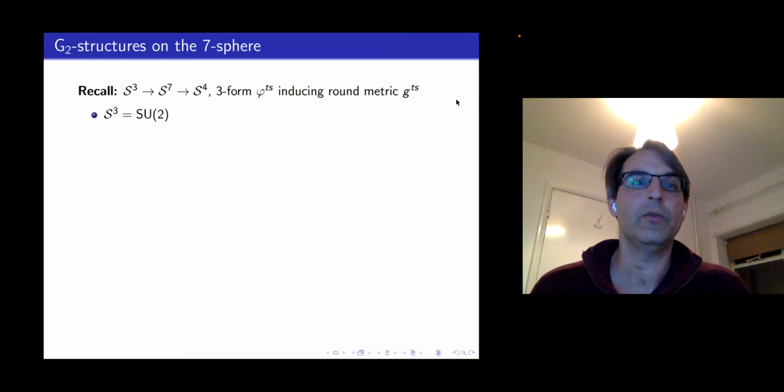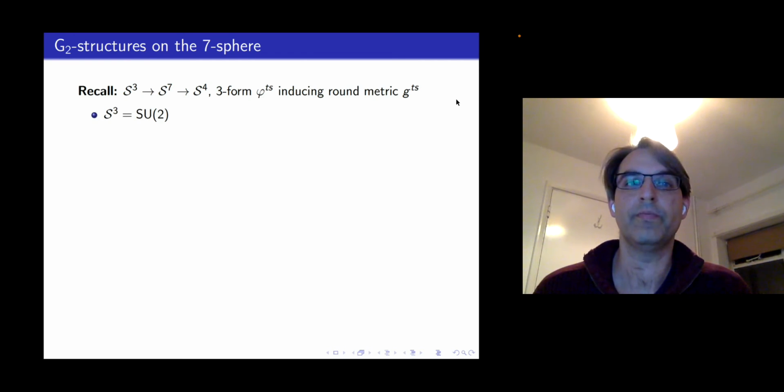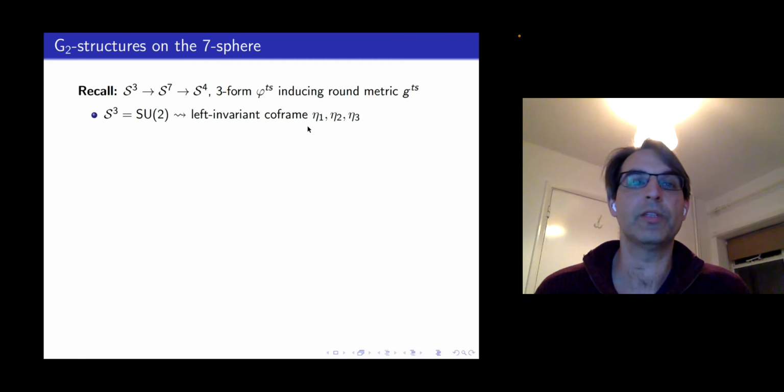Now, we know that S3, of course, is the same thing as the group SU(2). Hence, it's parallelizable. And we have 3 left-invariant 1-forms on S3, which are independent. So they form a coframe. Let's call them eta1, eta2, and eta3.